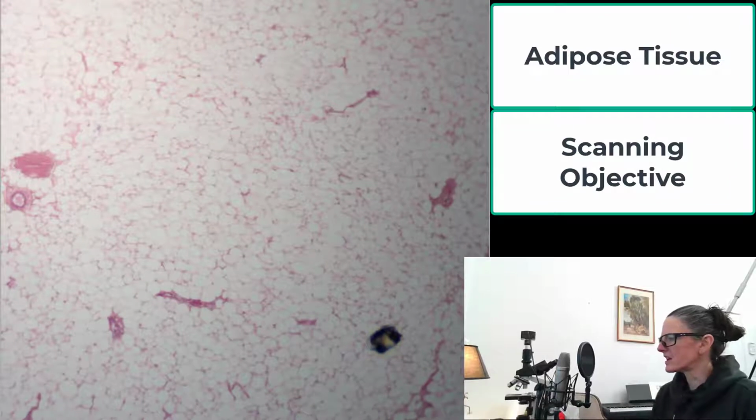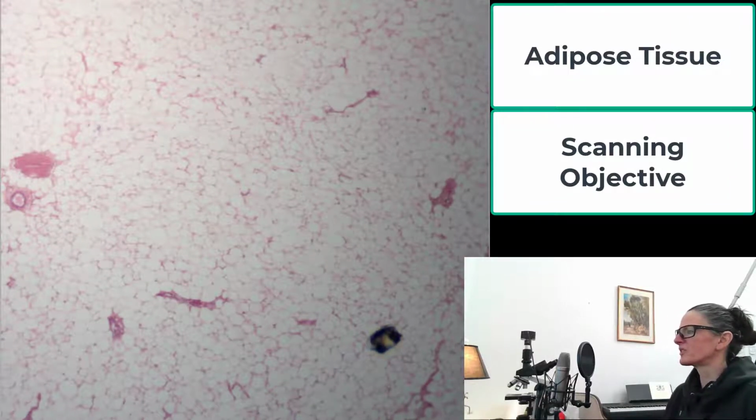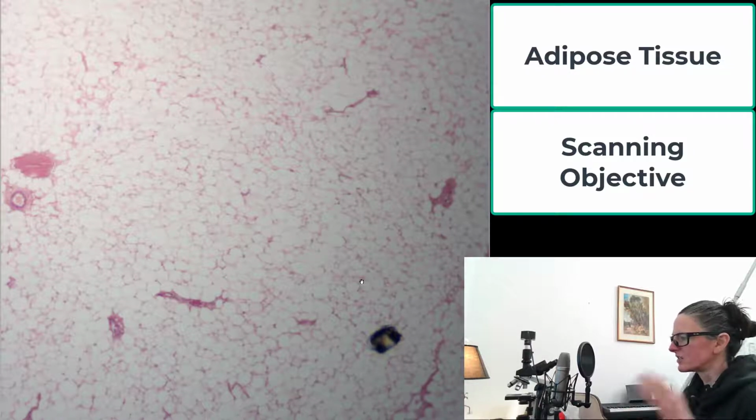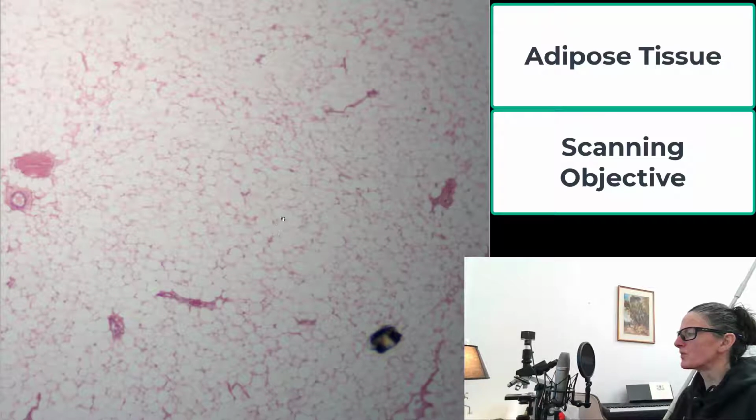Next up, we have adipose tissue. And what you'll notice about this immediately is it looks kind of like bubble wrap. Sometimes it's clear, sometimes it stains this pink color. And what we'll see is we see these large open spaces. Now this, of course, is the scanning view, so we're kind of zoomed out.